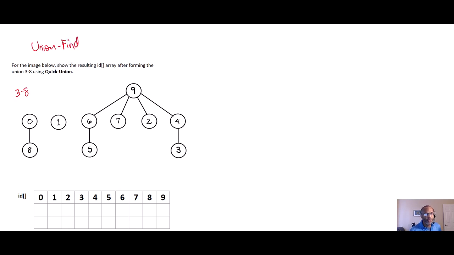So now, how do we form the union? Well, what we're going to do, the way the code is written as it stands, we're going to unite under eight or the family of eight so that the union of this will look like this. Once we're done, we're going to form the union. And so it will look like this. So those are two different kind of connected components.